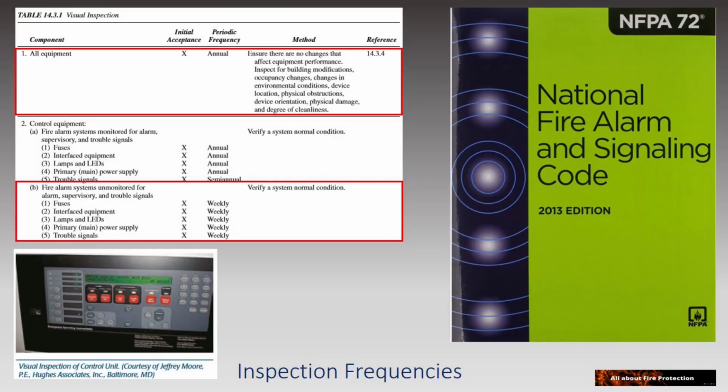Here is now the table from NFPA 72 which summarizes the frequencies and method for visual inspection of fire alarm. Visual inspection should be performed in accordance with the schedules in the table, or more often if required by the AHJ. Devices which are inaccessible for safety considerations shall be permitted to be inspected during scheduled shutdown, if approved by the AHJ. Extended intervals shall not exceed 18 months. The visual inspection shall be made to ensure that there are no changes that affect equipment performance.